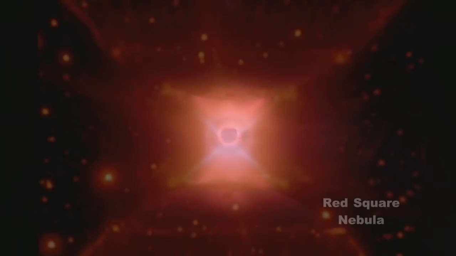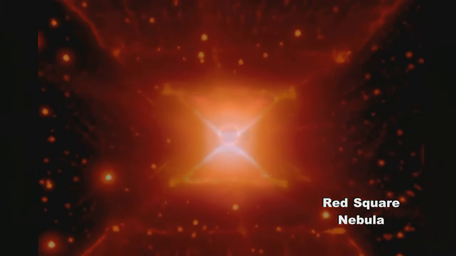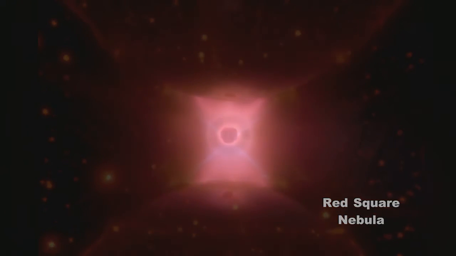By adjusting the exposure settings on the camera, an X-shaped pattern is revealed between the magnetic field emitters that is amazingly similar to the shape of the Red Square Nebula. You can even see the bowl shape of the magnetic fields in the Red Square Nebula.